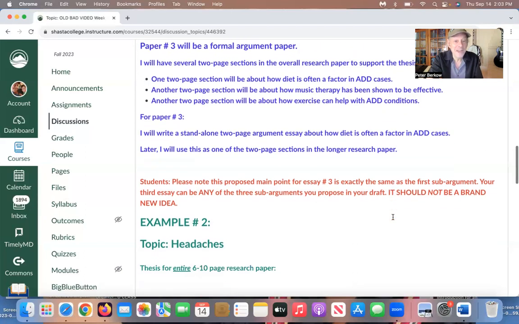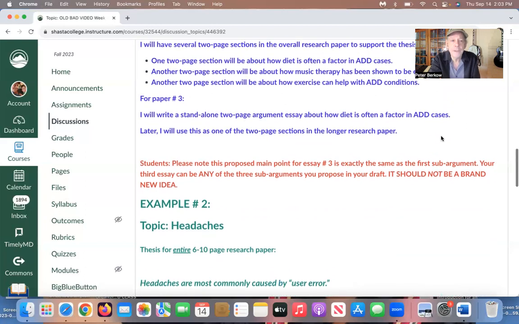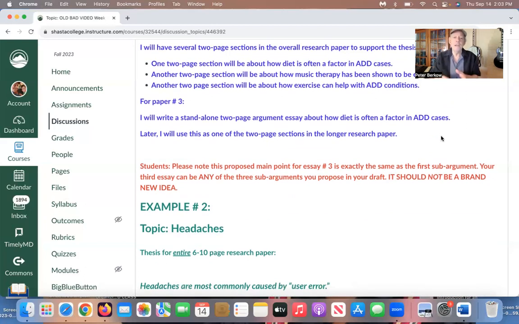I'll give you another example, but I do want to point out this section in red down here. Please note this proposed point of essay number 3 is exactly the same as one of the sub-arguments, okay? You should not go off and start a brand new idea for your sub-argument. It's okay to propose, in fact, it's desirable to propose 3 two-page sub-arguments, and one of those is going to be paper number 3 for this course.